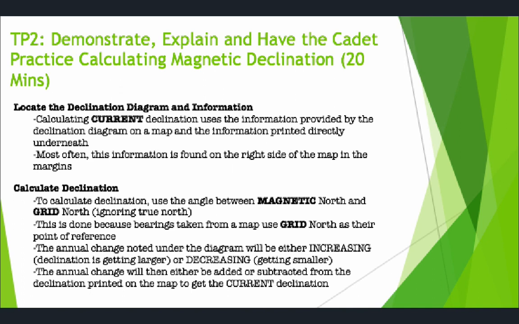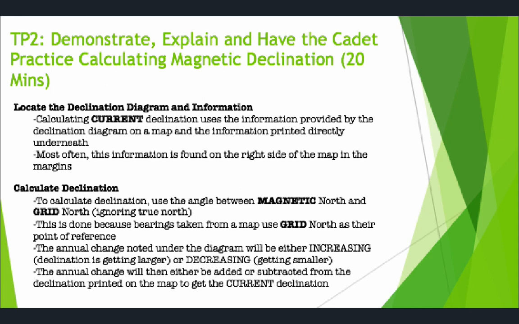The next part of the lesson is teaching point 2, which is to demonstrate, explain, and have the cadets practice calculating magnetic declination. The first step is to locate the declination diagram and its information. Calculating current declination uses the information provided by the declination diagram on each map and the information which is directly printed underneath the declination diagram. Most often, this information, along with the diagram, is found on the right side of the map in the margins.